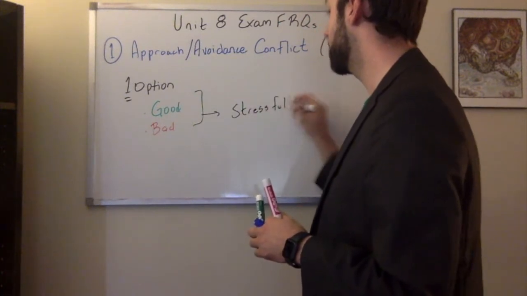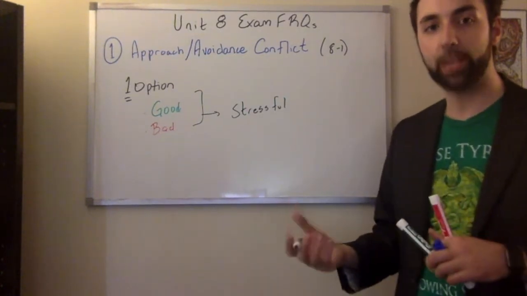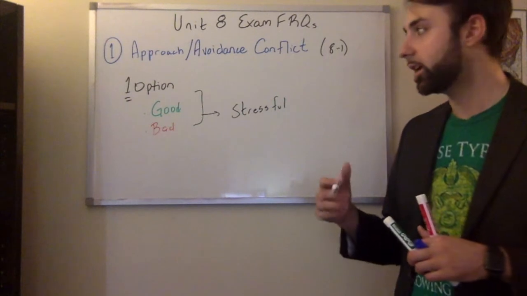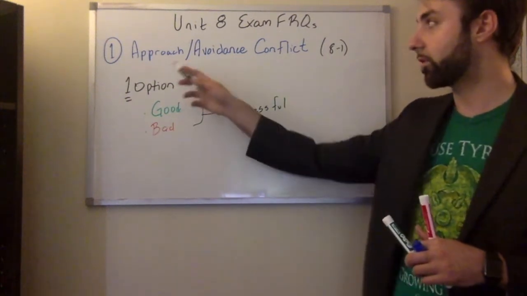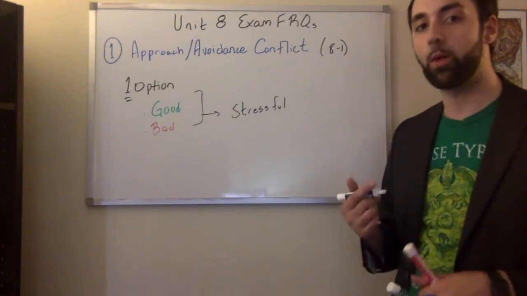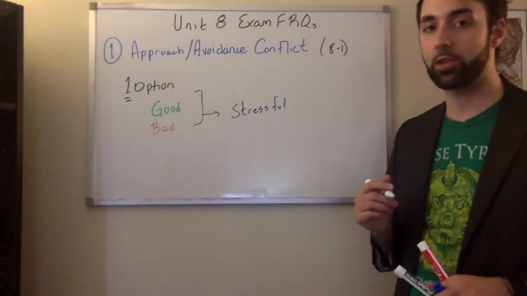For example, if you really enjoy playing sports, but you want to invest more time into your studies so you can improve your GPA in anticipation of college, choosing to play sports might be an approach avoidance conflict, where there's a lot of good, you enjoy the sport, but you also have to outweigh the bad, whether or not the time spent on sports is going to hinder your GPA.